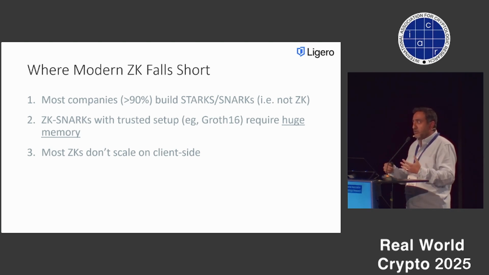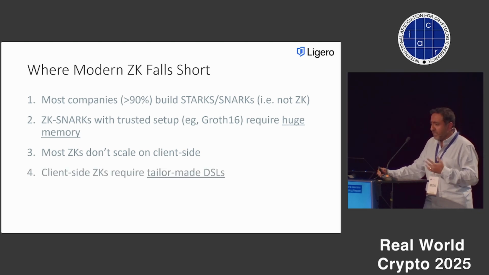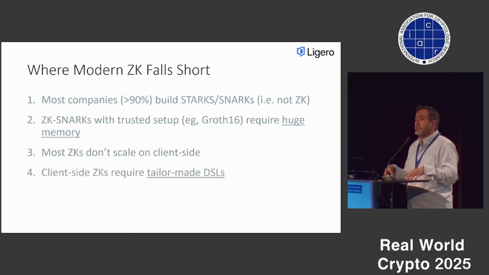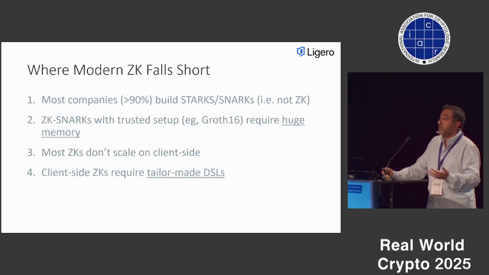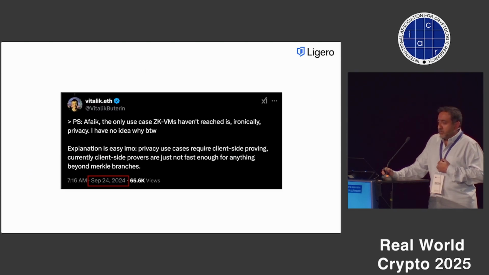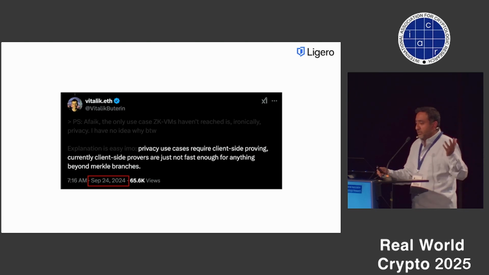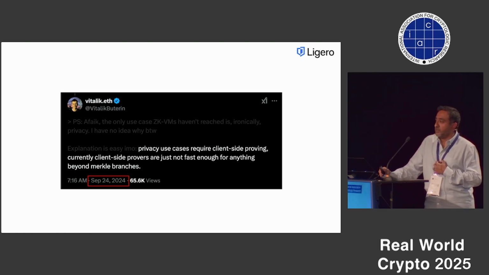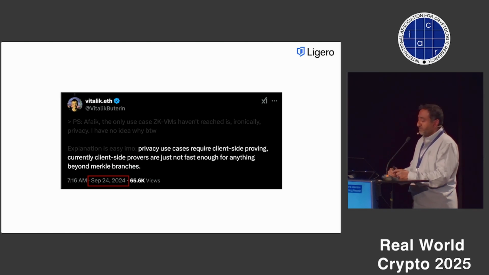And the ones that also deliver ZK are not yet scaling enough on the client side. I can't do very large computations fast from the client side. And finally, the ones that also do these things require developers to learn a new language, like a new DSL to program in these things. So Vitalik, one of the thought leaders in the blockchain space, of course, just recently or last year mentioned that privacy use cases haven't come to client-side proving yet because client-side proving hasn't scaled enough.